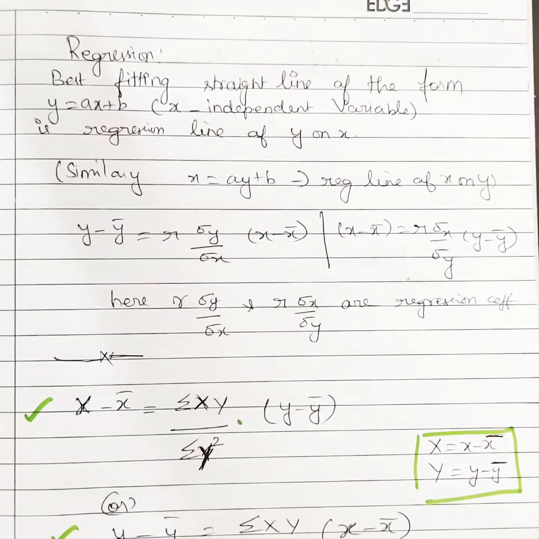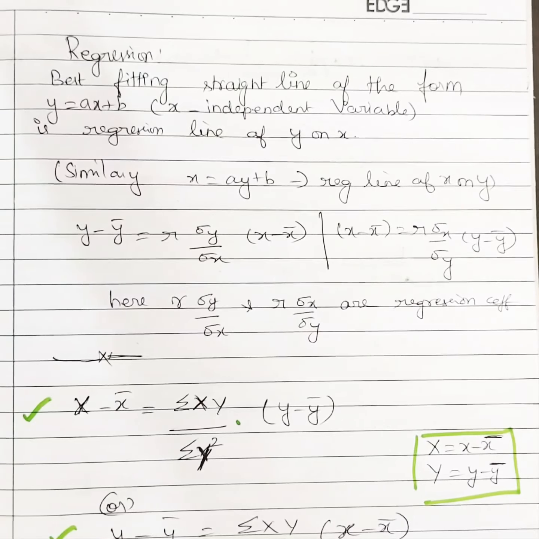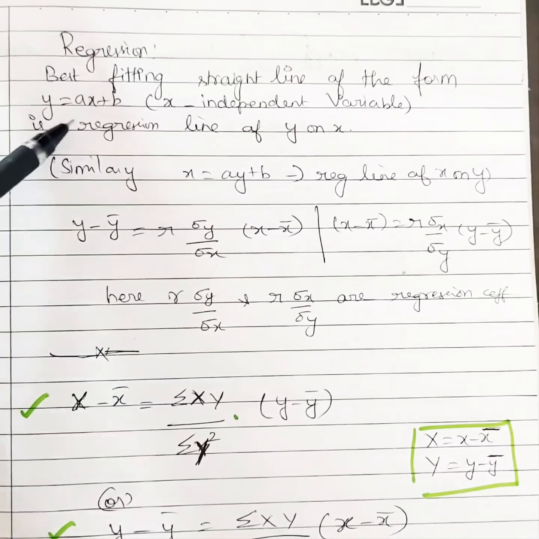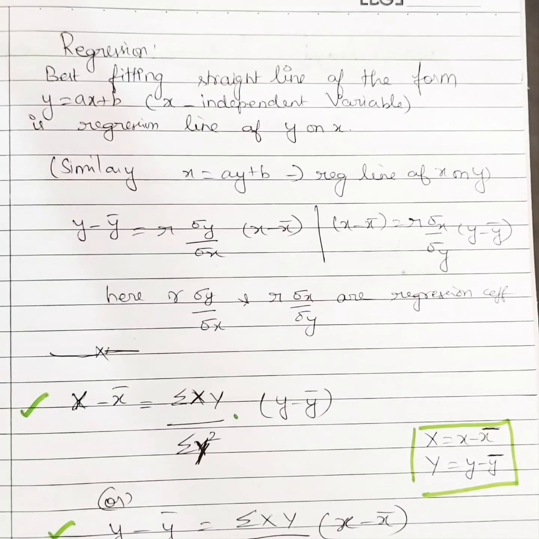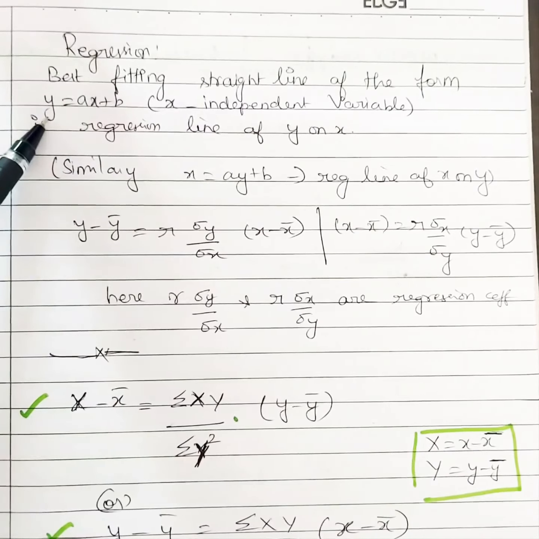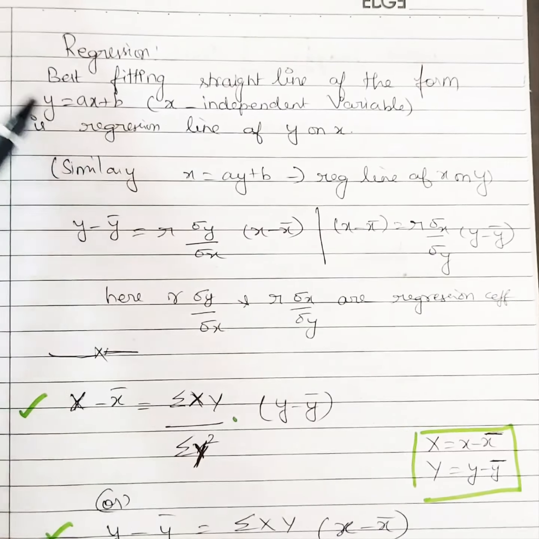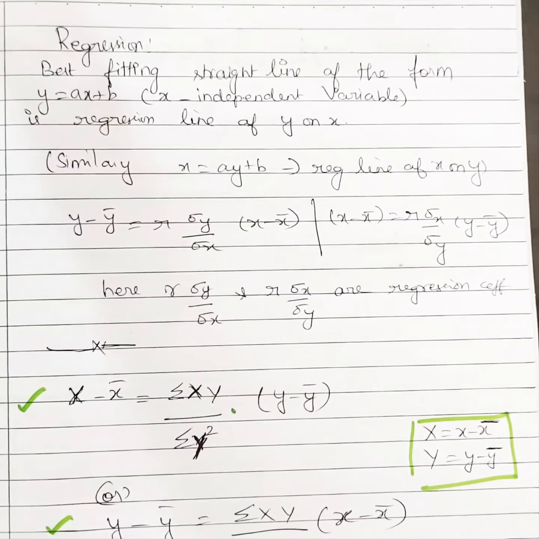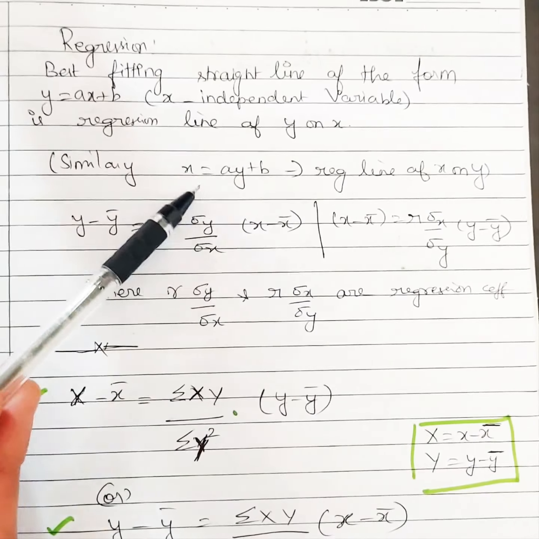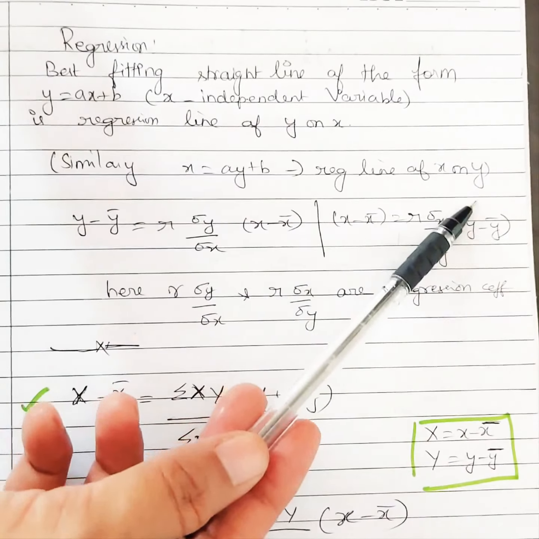Now we know what we mean by correlation. Now let's see about regression. This is nothing but the best fitting straight line of the form y is equal to ax plus b. Of course, x is the independent variable, and this we call the regression line of y on x. Y is equal to ax plus b is nothing but the regression line of y on x. Similarly, I can write x is equal to ay plus b. This is nothing but the regression line of x on y.